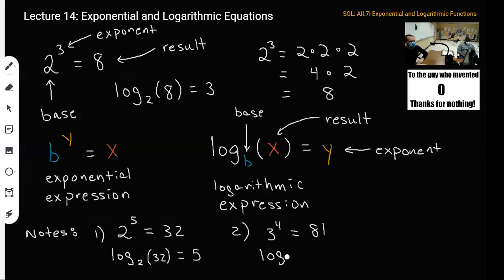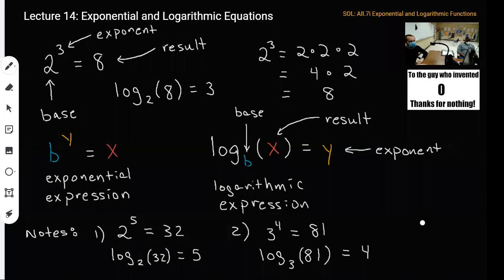So for number 2, our base is going to be 3. We're going to have something inside parentheses. And on the other side, we're going to have the exponent that we threw over to the other side. So let's put a 4 right here. That's going to be our exponent. And then the last number is just going to go in the last place, right? So 81 is going to go inside the parentheses. And we're done. That's our log expression.